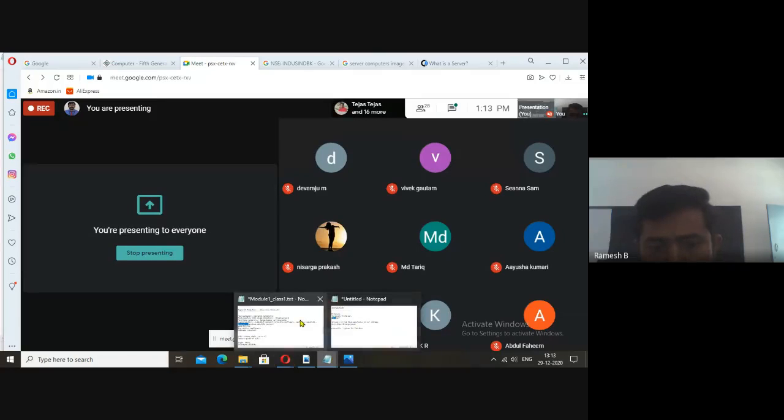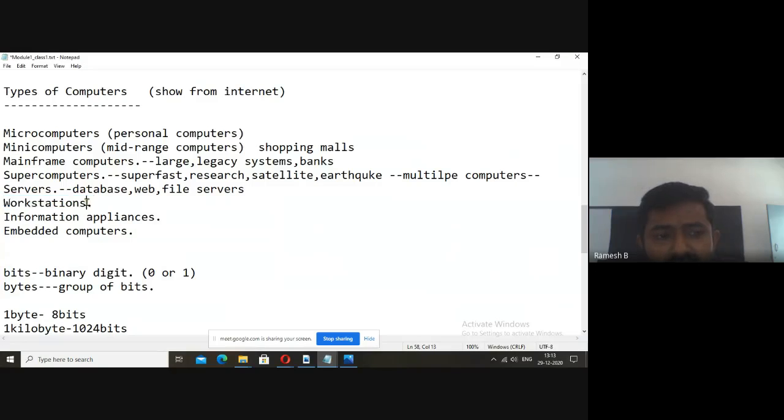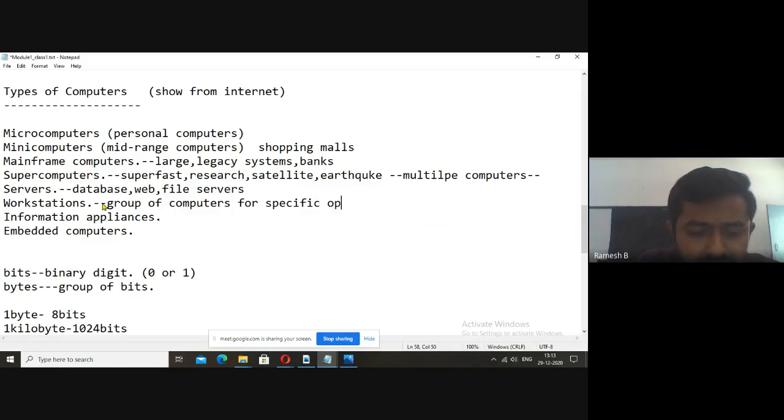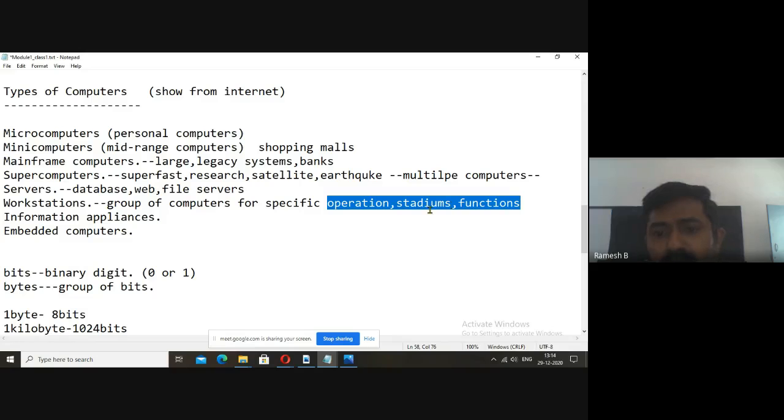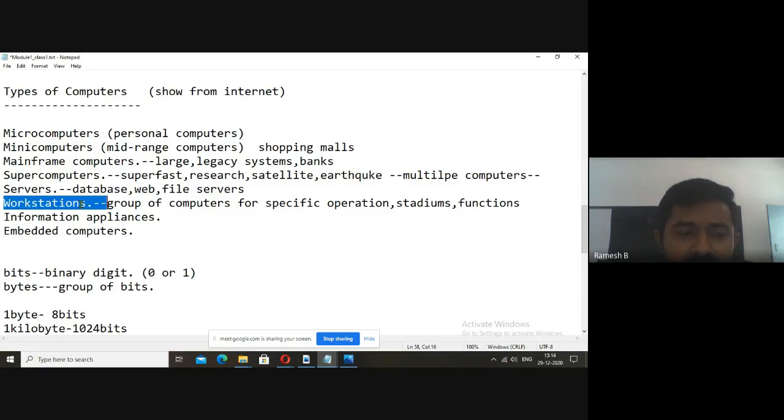Now the next thing is workstations. They are a group of computers for a specific operation. For example, we may find them in stadiums or at some functions. A group of computers performing a particular task is known as a workstation.